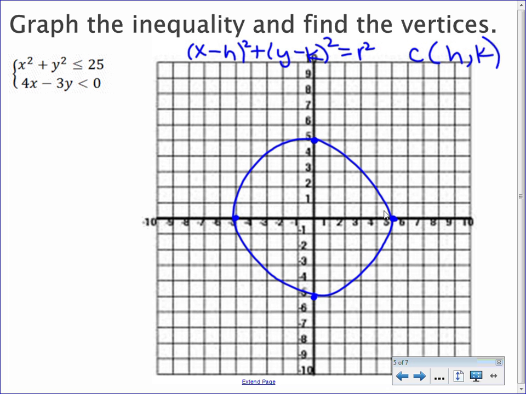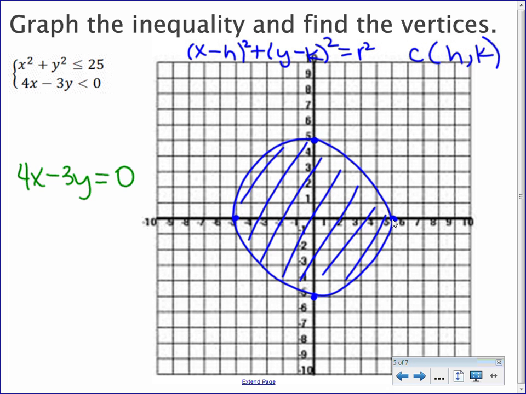Okay. So now, where would I shade my circle, inside or outside? If I pick 0, 0, does it satisfy? Yes. Okay. So what I'm going to do, I'm going to color it in with blue. Now, you don't have to, but if you do, shade very, very lightly. Now, I'm going to use green for my next one. 4x minus 3y equals 0. I'm going to graph the line. How do you want me to go about graphing this?